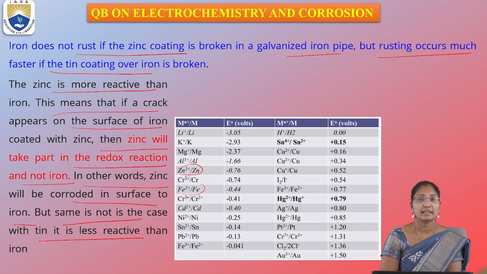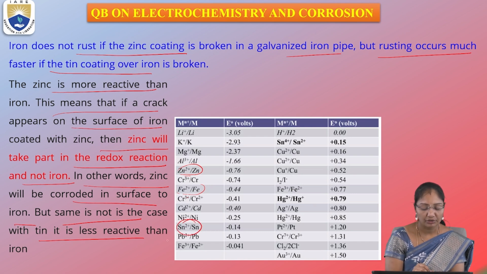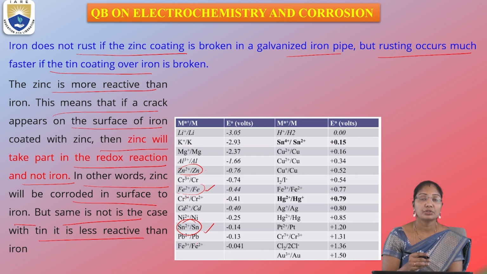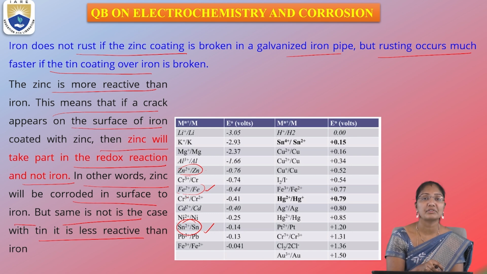But the same is not the case with tin. We can see tin here. So it is very much less reactive than iron. So here iron, here tin. It is less reactive than iron, so this case won't happen with the tin.